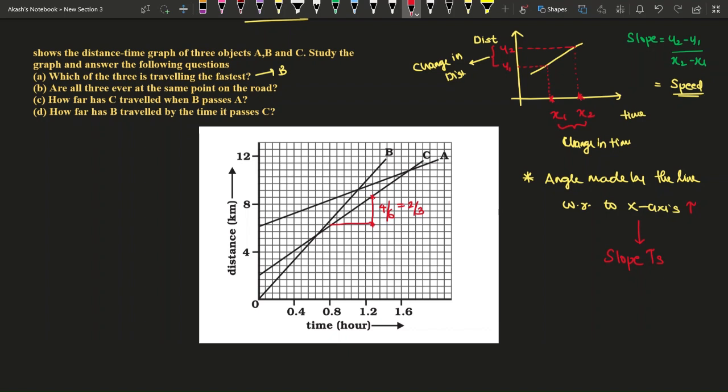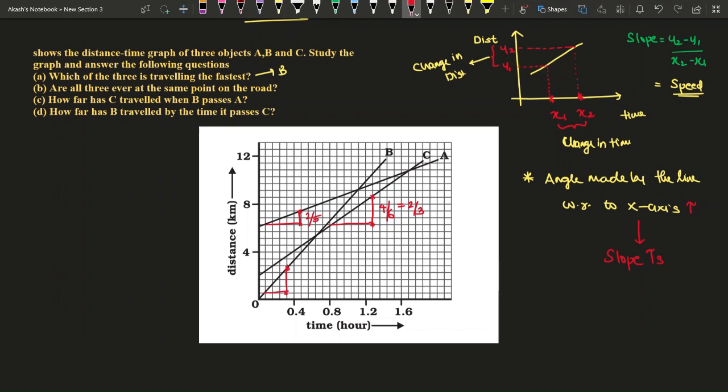In the case of A, take any two points, this point and this point. What is the change in y-axis? That is 2 boxes. Change in x-axis: 1, 2, 3, 4, 5. That is 2 by 5. So C is calculated. When you consider B, take any two points here, this point and this point.